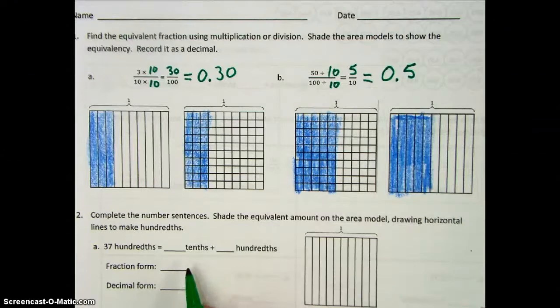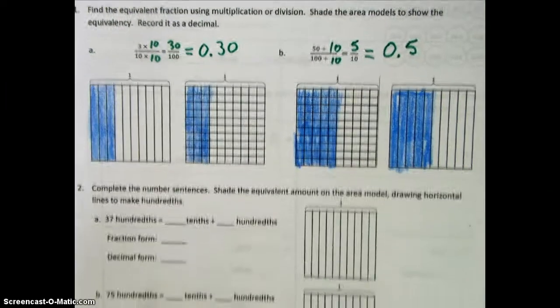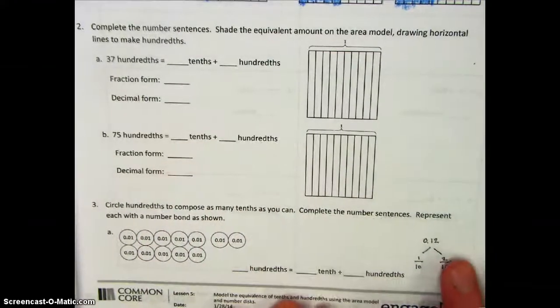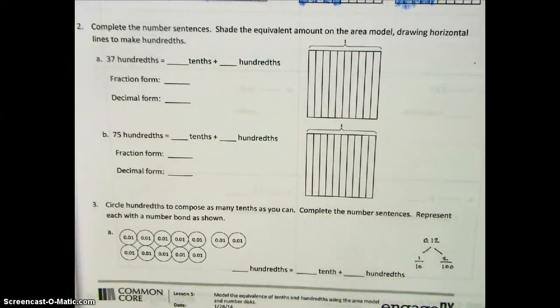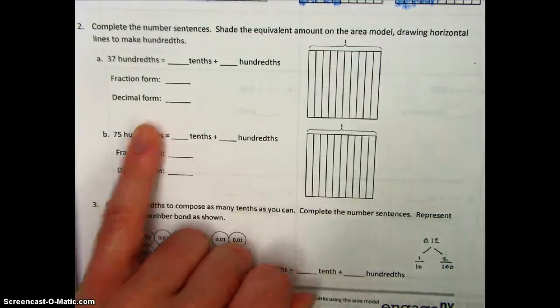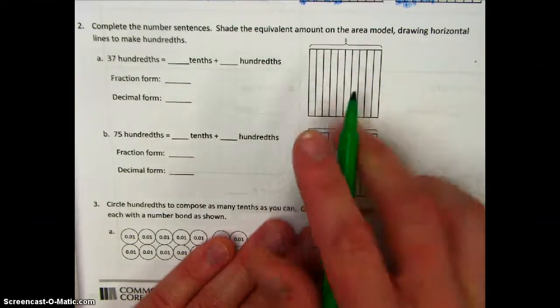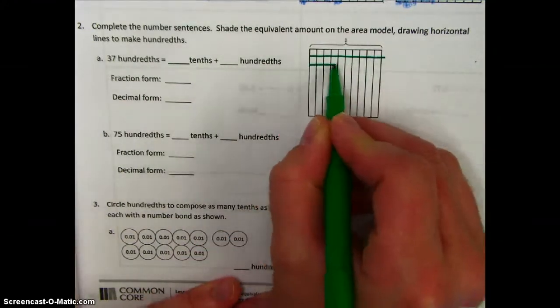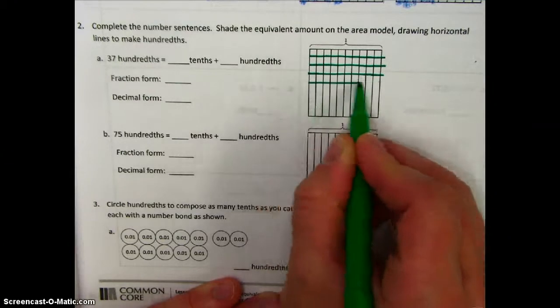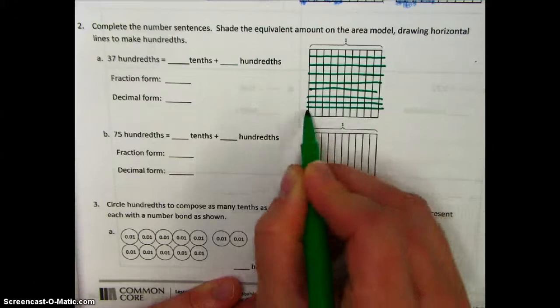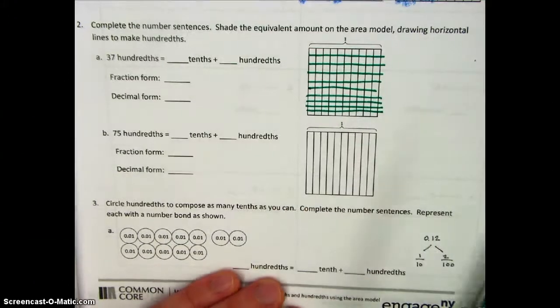Okay, so moving on now to number 2. We're going to complete the number sentences and shade the equivalent amount on the area model, drawing horizontal lines to make hundredths. We're going to start off with 37 hundredths. So we have tenths, so what we need to do is create 10 rows to create our hundredths. You just do your best to have them about the same size.